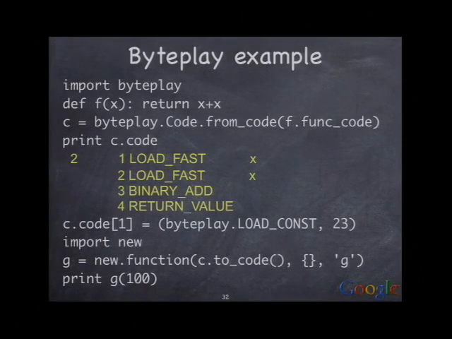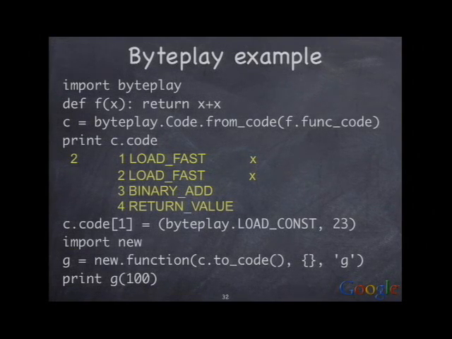Here's an example. Say we have a function which does a complex operation, return x plus x. Well, we do an import byteplay before, then byteplay.Code.from_code of f's code. This is what we print. As you see, it's like the dis output. It's a LOAD_FAST, BINARY_ADD, RETURN_VALUE.